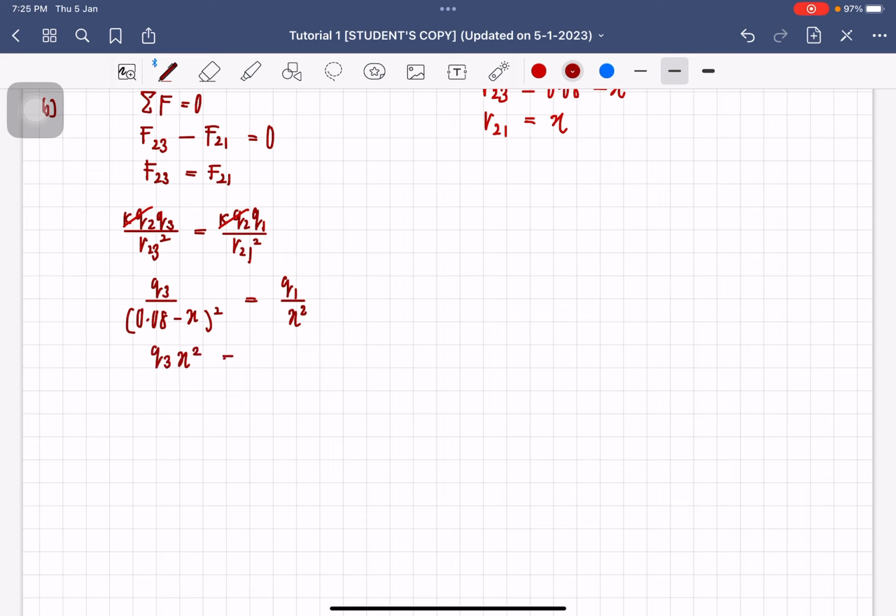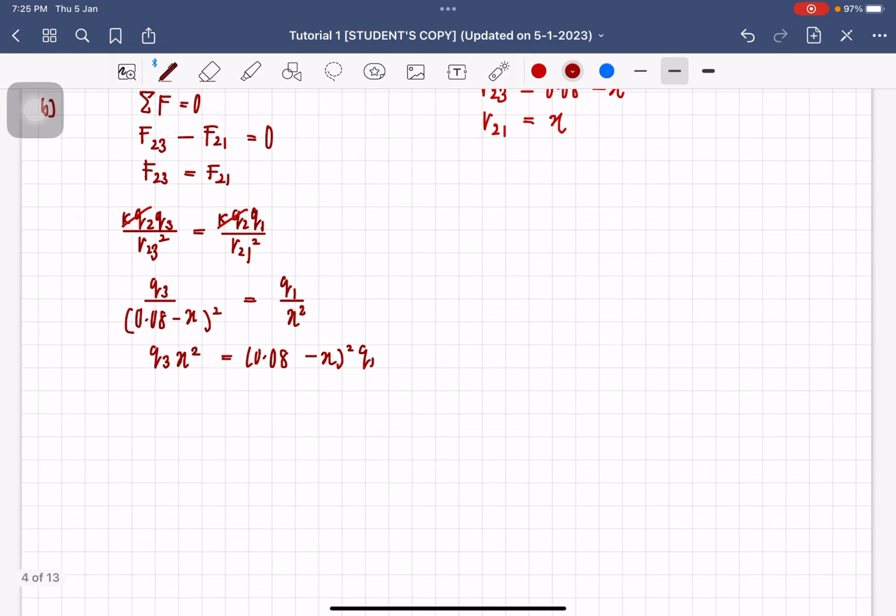Q3x square equal to 0.08 minus X square Q1. Okay, so this is the part where you need to expand the equation. Okay, so when you expand it, you will get 6.4 times 10 negative 3 minus 0.16x plus x square Q1.